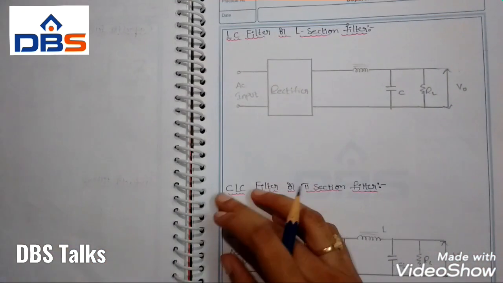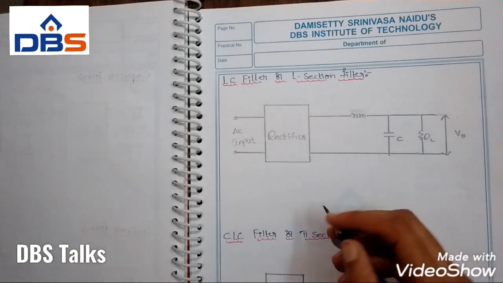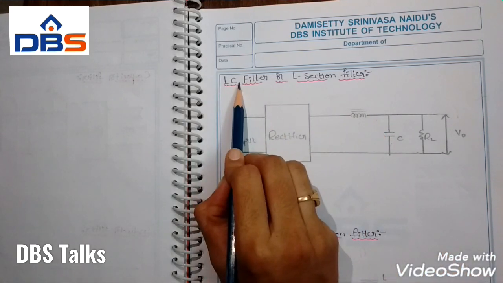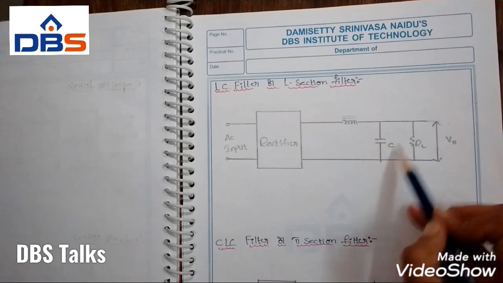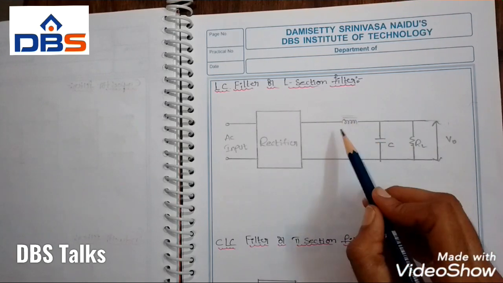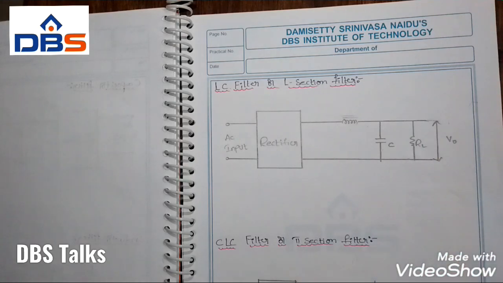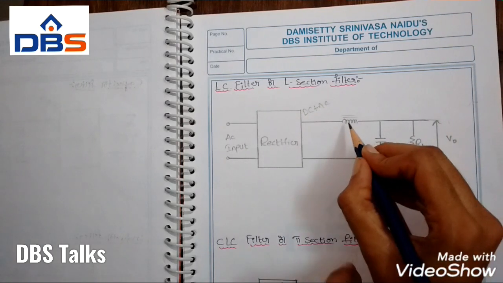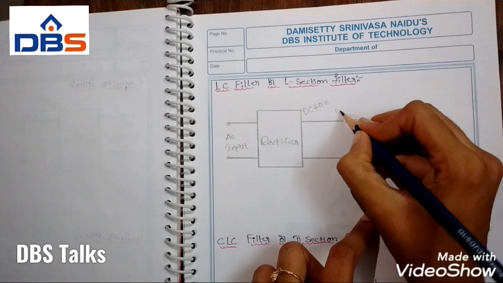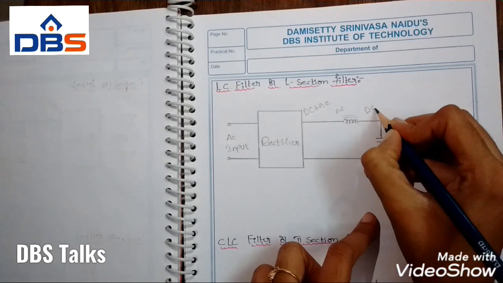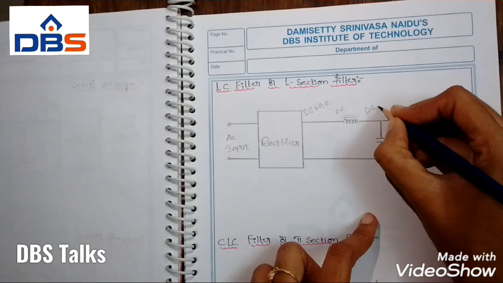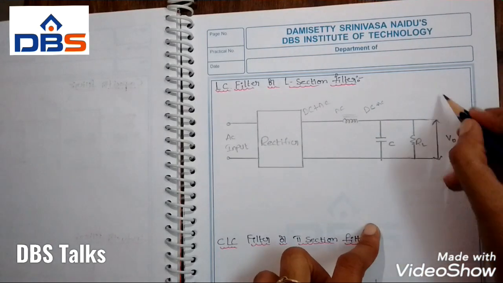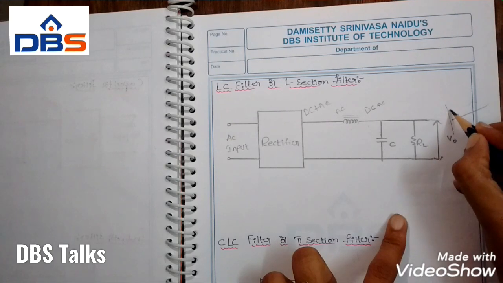Next we will see the LC filter or L section filter. So the name says LC filter. It means it consists of an inductor as well as a capacitor. As I said, the capacitor should be in parallel with the load resistance and the inductor should be in series. So here the rectifier output consists of a DC and some AC components. This inductor will block the AC components and allow the DC components. Here some small amount of AC components is also present. Those AC components are removed by this capacitor, and at the output side we will get a waveform like this.